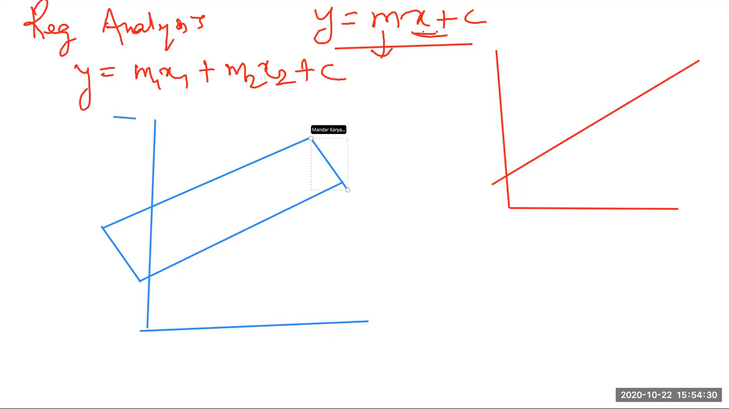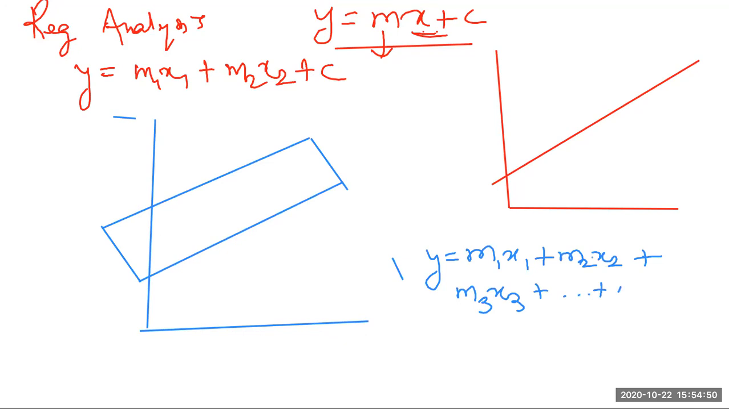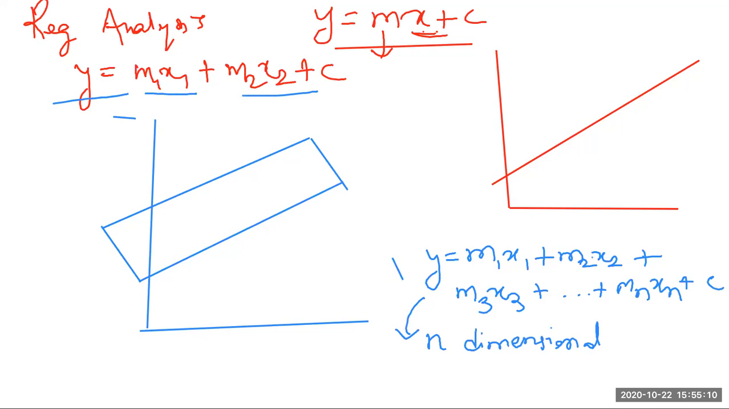Practically, when we are looking at data sets, this equation will become of the form y = m1x1 + m2x2 + m3x3 + ... + mnxn + c. So this is n-dimensional. As human beings, we can only imagine up to three dimensions, so it's easy for us to imagine y, x1, x2. But practically, it will be up to mnxn plus c.